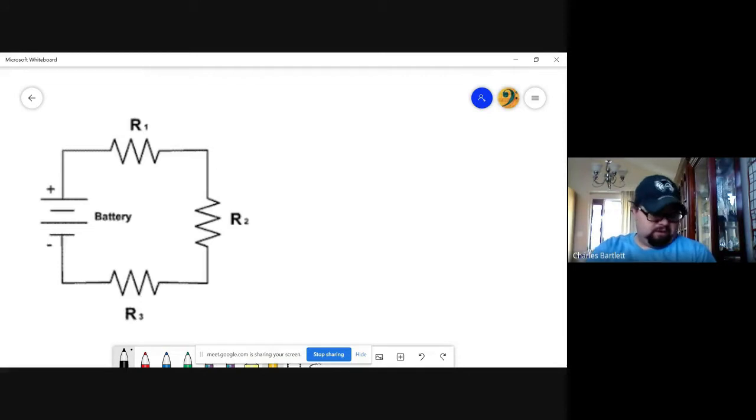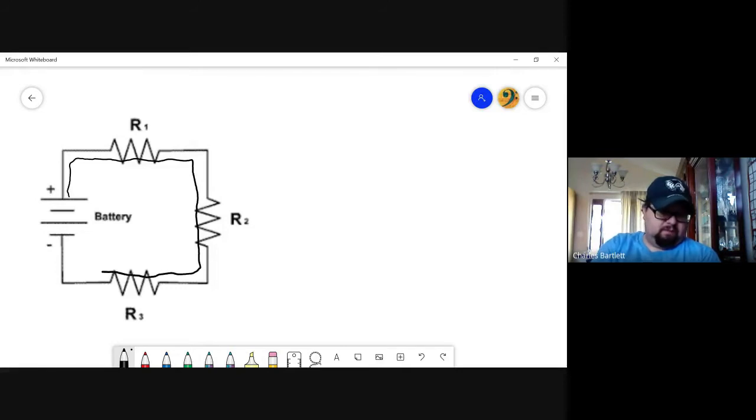Circuit, if you are having some trouble seeing that, is going to run, if we go by our math, right? The conventional thinking, or by that video, is positive to negative, right? So our current is flowing from positive to negative.